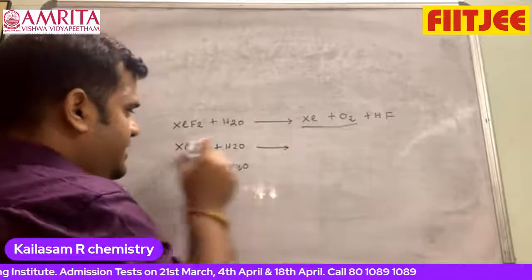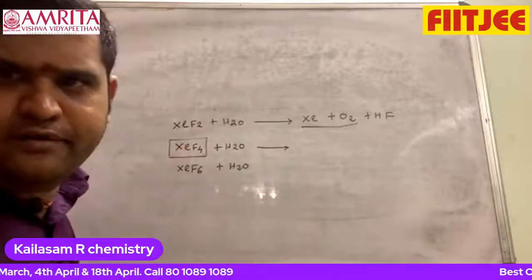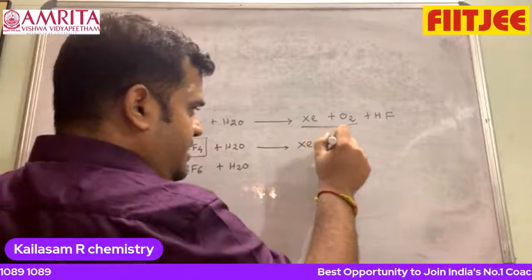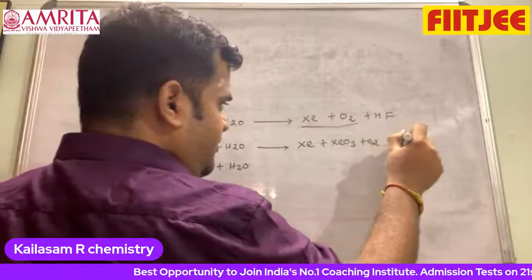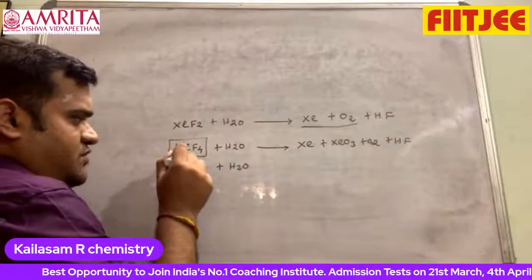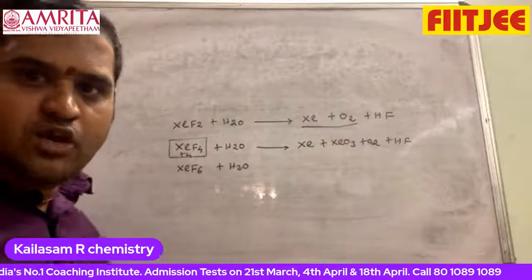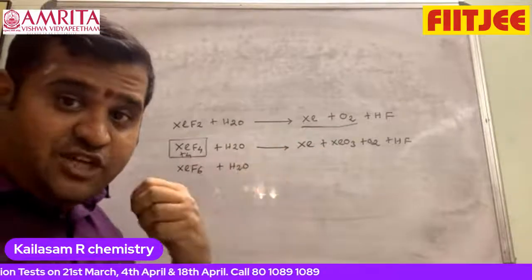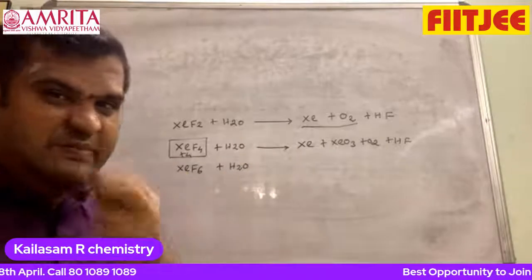And look at this. XeF4 undergoes a disproportionation reaction. How? Look at this. You get xenon plus XeO3 plus O2 gas plus HF. This is +4. +4 becomes 0. +4 becomes +6. It is a redox reaction. That means xenon fluoro compounds undergo vigorous hydrolysis.